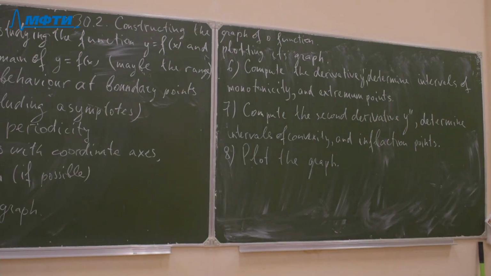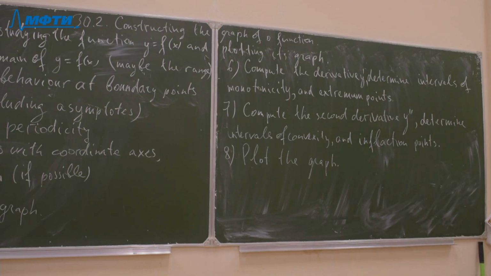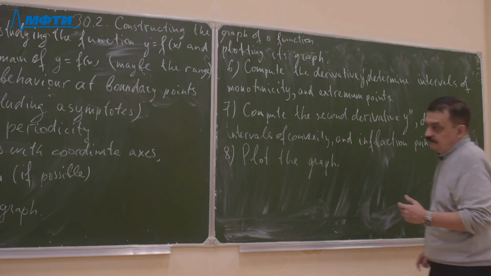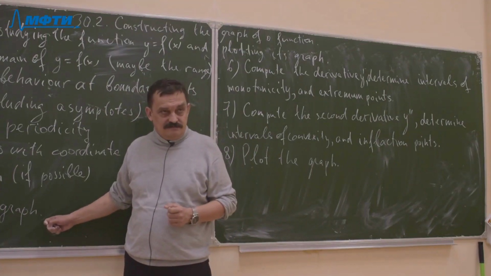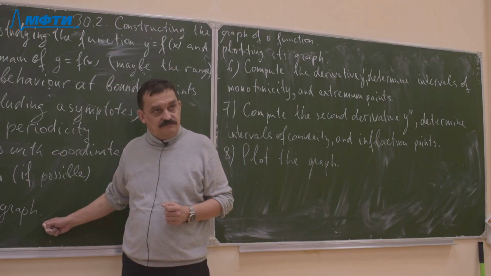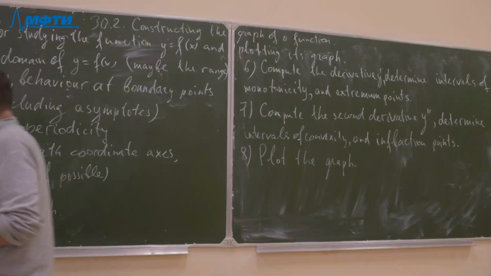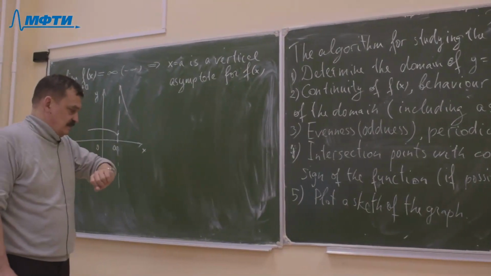So why do I recommend to plot a sketch? Because sometimes you can make mistakes in calculations of the derivative, and definitely they cannot contradict the main details of the sketch. So let me consider an example.